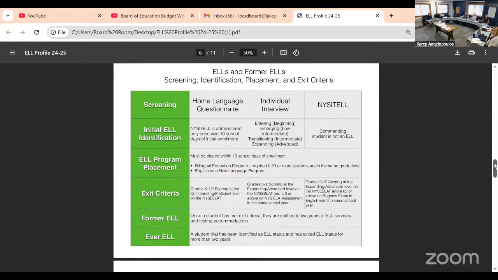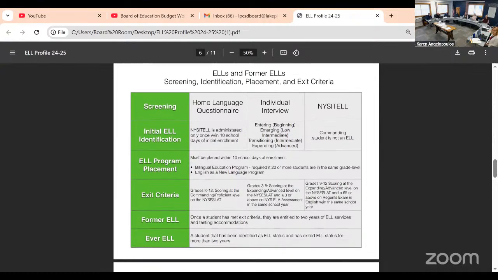This slide just briefly goes over the screening, the identification and the placement, and then the exit criteria for our students that fall under English language learners. So when a parent comes to enroll their student, we have a questionnaire that they fill out that asks them about what their home language is. And based upon how that questionnaire is filled out, we would then do an individual interview. Usually we're right there talking with the parents as they're entering. And then that would determine if we need to do what's called the short form. That's their first assessment, a New York State assessment, and it gives you an idea of where their English language level is at.